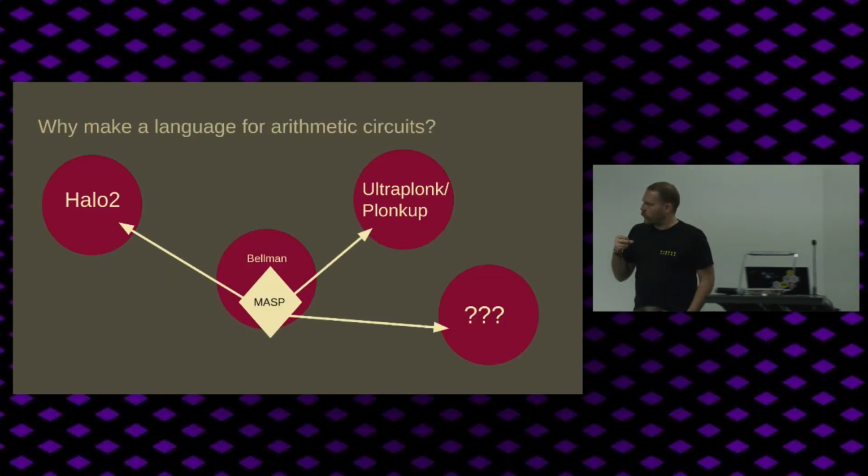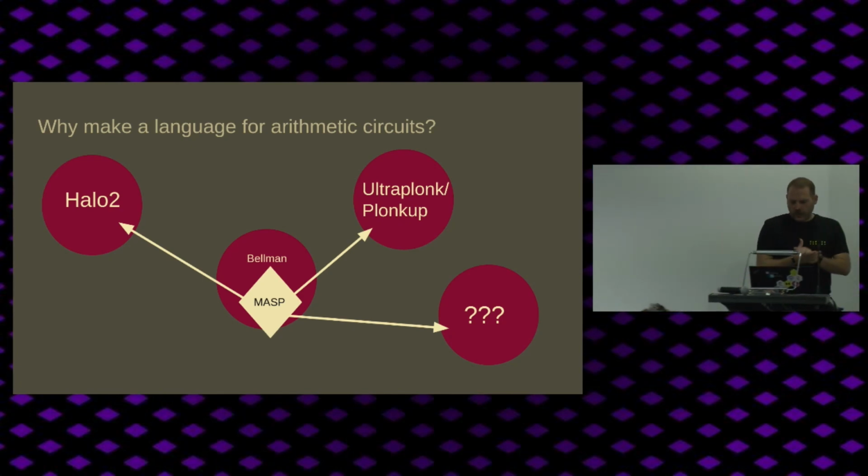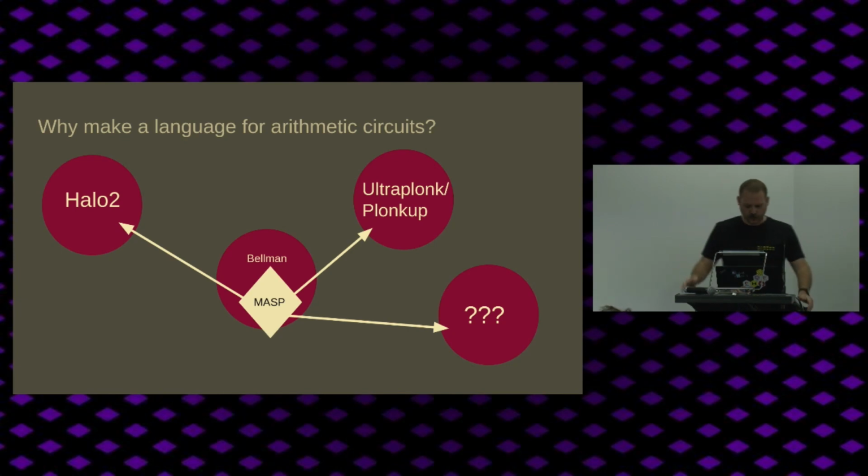So why make a language for arithmetic circuits? A while ago, I was asked to see if our MASP, a multi-asset shielded pool circuit, would be more efficient using Plonk with lookups than it was with R1CS and Groth16, which is what it was originally written for. The MASP is just a version of Sapling with a couple of extra things to allow multiple assets. So I went and tried to rewrite this in Plonk with lookups, and it was really, really annoying. It was kind of a challenge. I never actually finished that project.